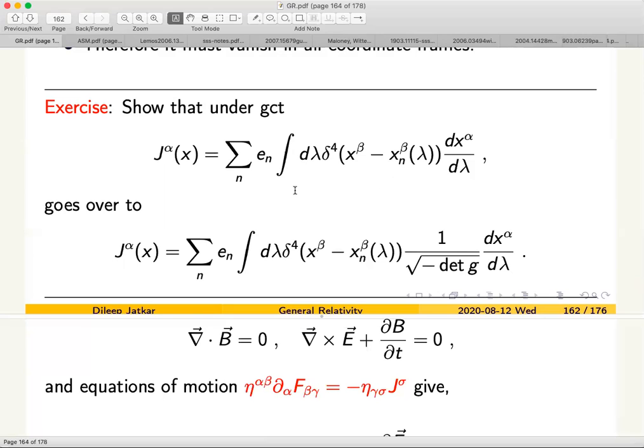Okay, so you take this, and if you do a general coordinate transformation, then you need to show that if you do a general coordinate transformation on that, you get this expression. Okay, so that is the exercise. It's quite instructive. This is quite similar to what we did with the free particle equation in flat space.